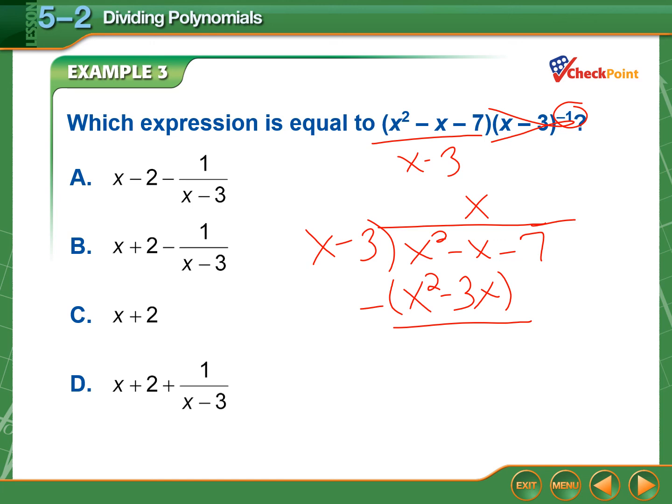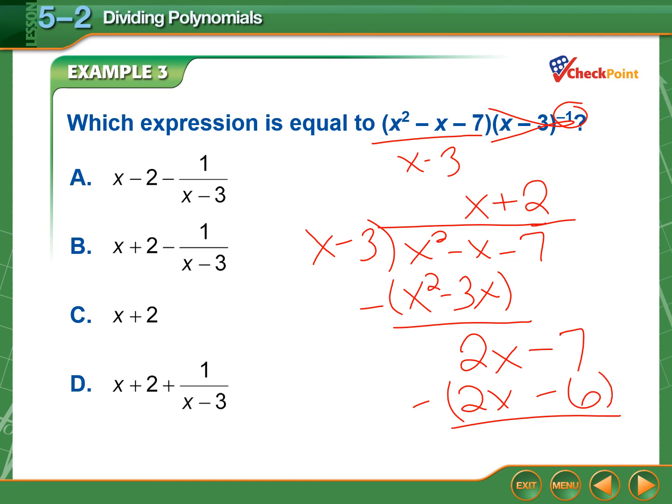X squared minus x squared is gone. Negative x minus negative 3x is a positive 2x. Bring down that negative 7. Well, what do you need? I need a positive 2. 2 times x is 2x. 2 times negative 3 is negative 6. And we're going to subtract. Negative 7 minus a negative 6 is a negative 1.